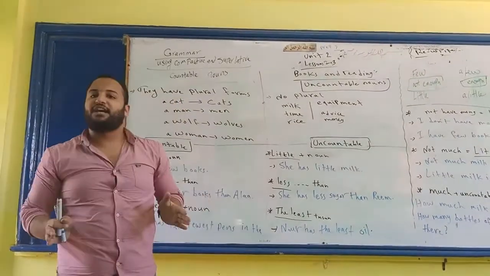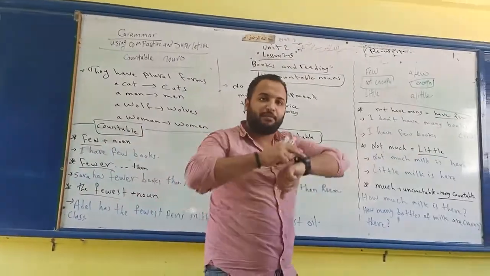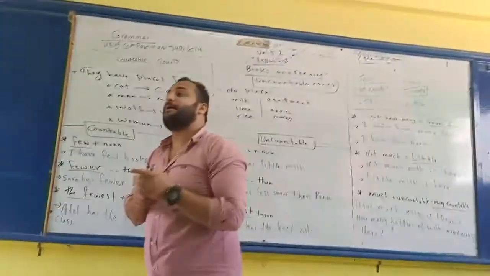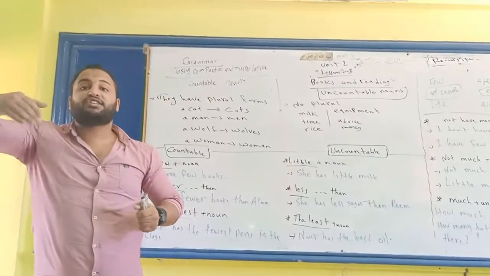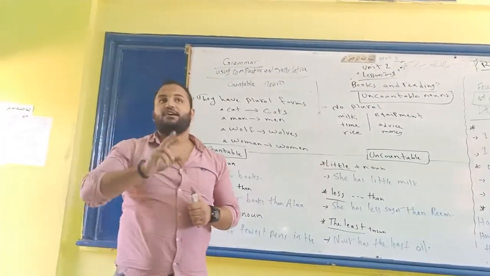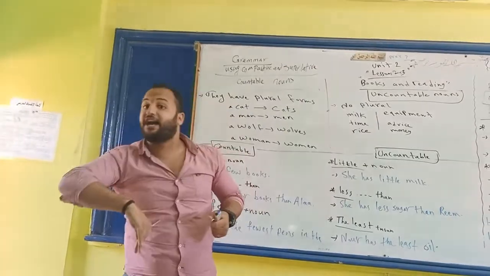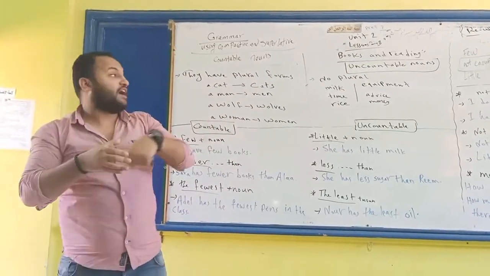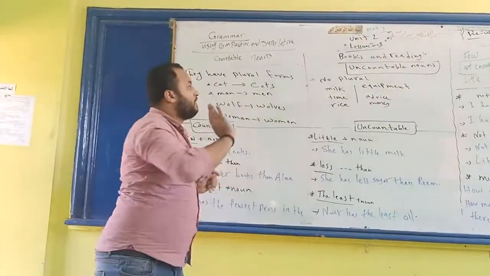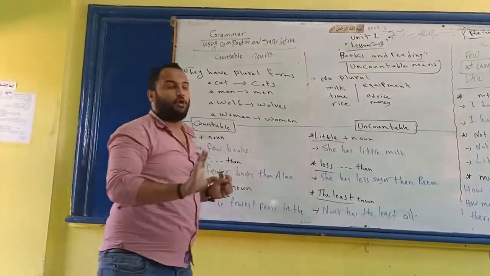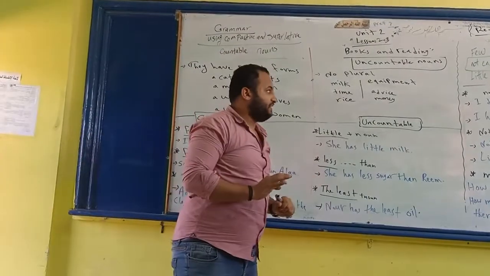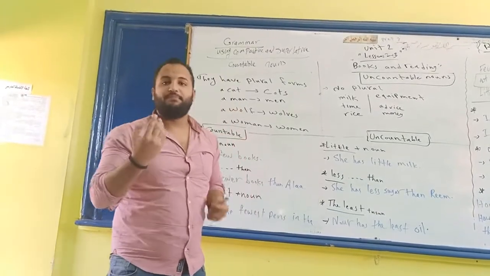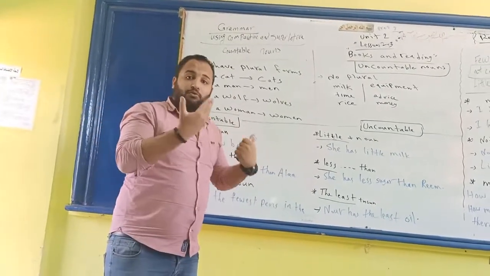Time. Can I say times? If I talk about time, my time, or the time, I say time. But if I talk about how many times I go to a place, for example, I go to school 5 times. Okay? So if I talk about the time itself, I say time, not times. Okay? Rice. Can I say rices? No. So it's an uncountable noun. Equipment. Advice. Money. So these nouns are uncountable. Why? Because they don't have plural forms.